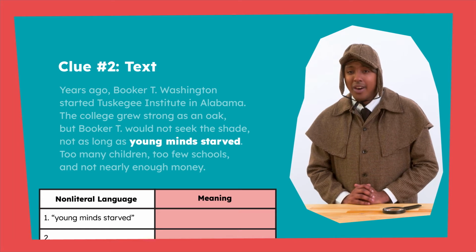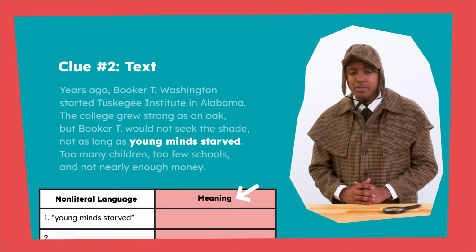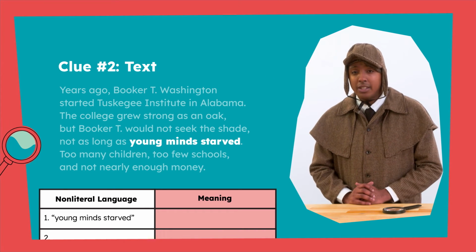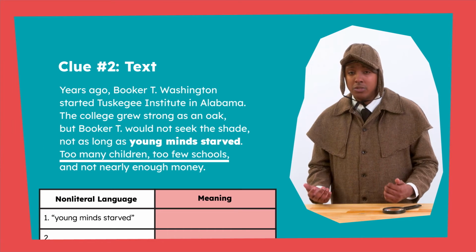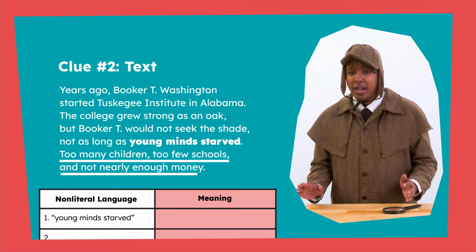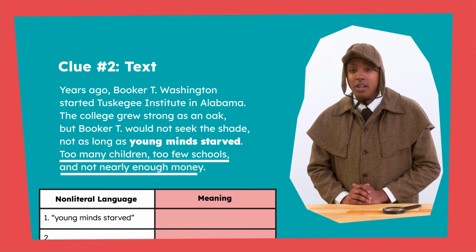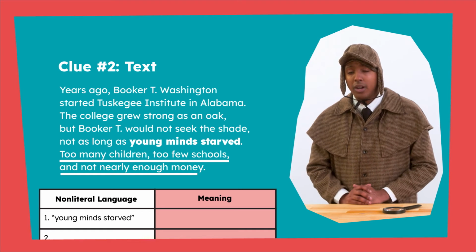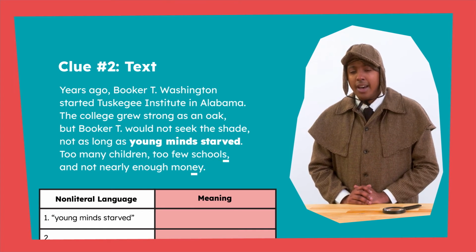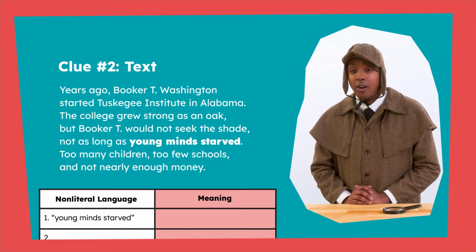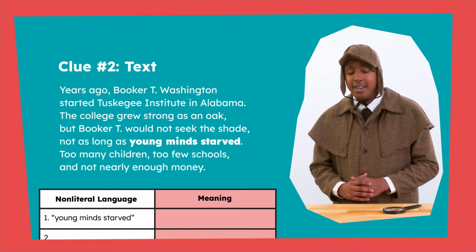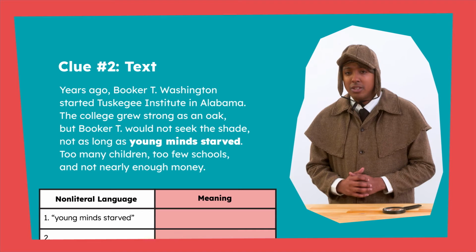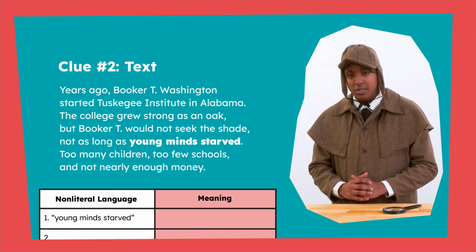Okay, now I know I have to determine the meaning of young minds starve. I don't have a good idea what that phrase might mean, so I'm going to look for clues in the context of the text. I see that too many children, too few schools, and not nearly enough money is stated in the text sentence. I can infer that this might mean that there weren't enough schools for all the students who wanted to learn. So, I think that young minds starve means that there are still many students who wanted to learn. I can substitute the phrase, there were still many students who wanted to learn, into the sentence to see if it makes sense within the text.